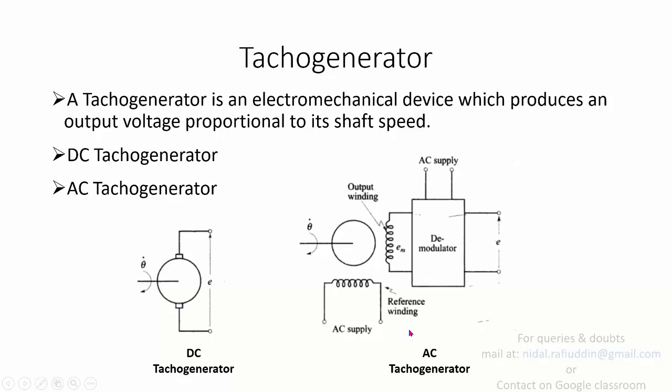Similarly, you have AC tacho generator, where you are going to employ two-phase windings. So you're going to employ two windings which will be at a location. Now hold a second please.